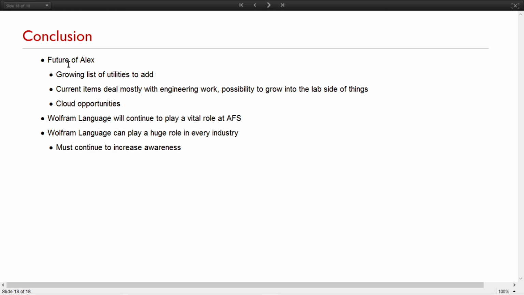Wolfram Language obviously plays a very vital role at AFS, not just for me. I use it personally in every sort of work function I do, but also in the ability to distribute these CDFs to my colleagues, which get used daily as well. And lastly, I think we're all aware that Wolfram Language can play a huge role in the industry. Sort of preaching to the choir, obviously, but I think it's all of our jobs to increase that awareness and keep spreading the word, because it's a really powerful tool.